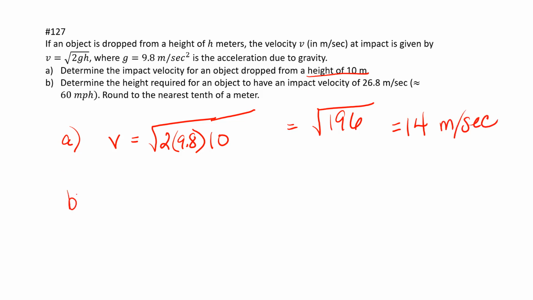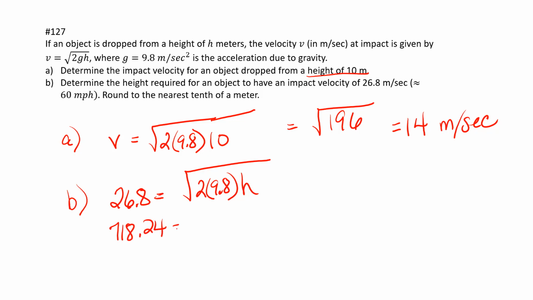So for part B, it says determine the height required for an object to have an impact velocity of 26.8 meters per second. So this time they gave us the velocity. So we'll put that into the formula, 26.8 for v. And under the square root, we've got 2 times g, which is still 9.8. And we're trying to find out what height would give us that impact velocity. So h is what we don't know. So we're going to have to square both sides of the equation so we can get h out of there. So we will do 26.8 squared, which is 718.24. And so that will equal 2 times 9.8 times h.